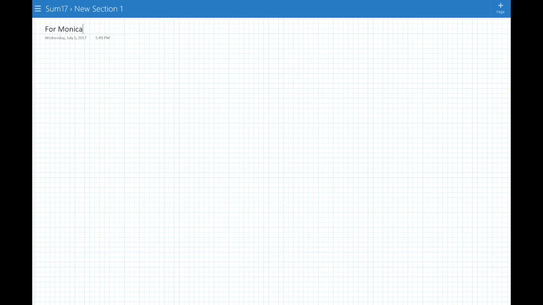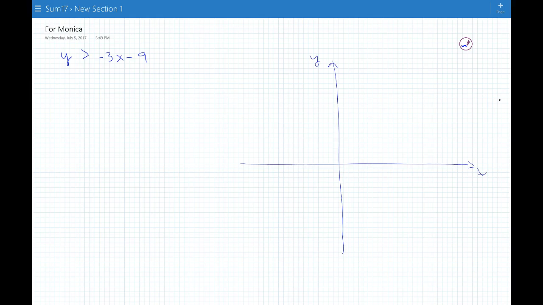So this problem is asking you to graph the solution set of a system of inequalities. So the first inequality you have is y is greater than negative 3x minus 9. So let's just start with that one and see if we can graph that inequality. Make sure to label your x and y axes whenever you draw a graph.